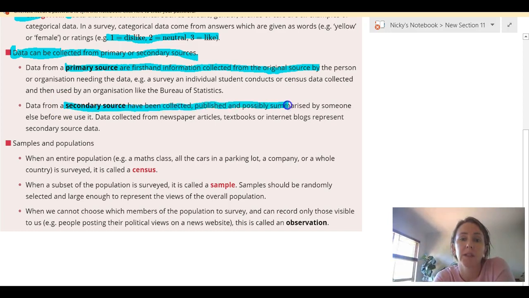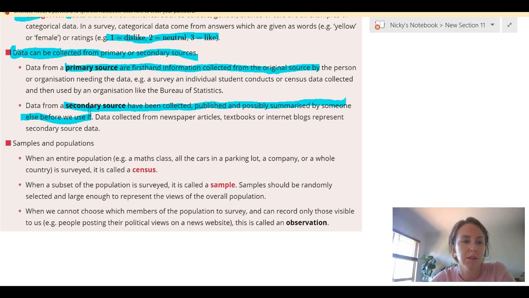They have been collected and published and possibly summarized by someone else before we use it. So it might be information that you search up online, or it could be something in a newspaper, or a textbook, for example. So a lot of the information that we'll be working with in our textbook, we will classify as secondary source because we haven't collected it. The people in the textbook have collected it and then summarized it or whatever.